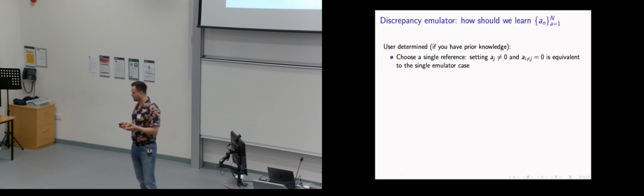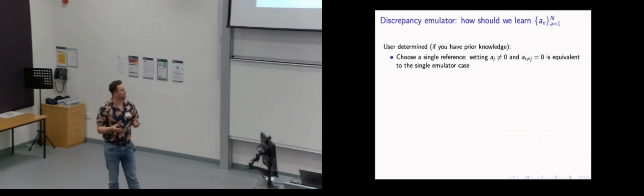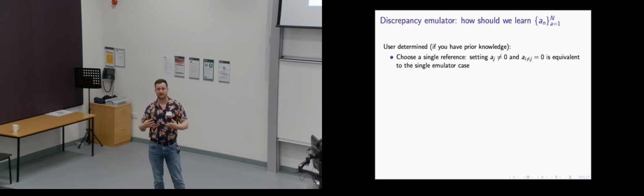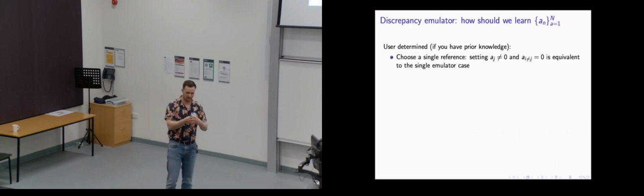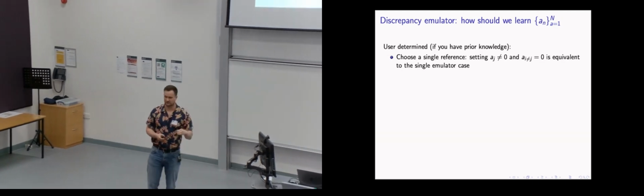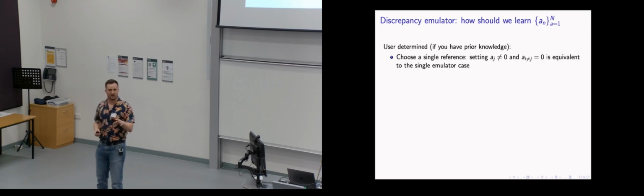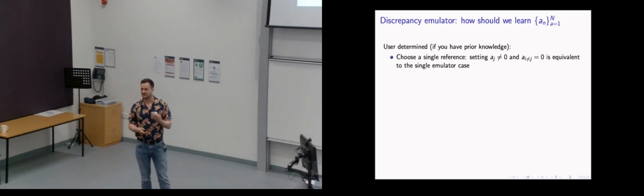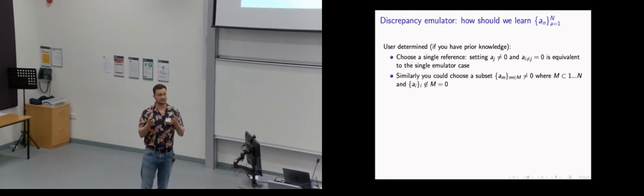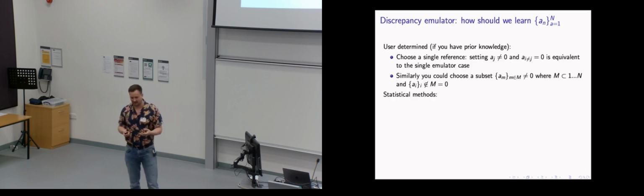So we had a few thoughts about how to do this. One is that you just say, I've actually got loads of prior knowledge, and I know that my new cohort member is really similar to the third one. So we'll just set that equal to that one, not equal to 0, and learn it, and we'll set all the rest of them equal to 0, essentially equivalent to that single emulator case. Similarly, if you've got that big prior knowledge, you could choose a subset where you learn A. But this is based on knowing a lot about what it is you're working with.